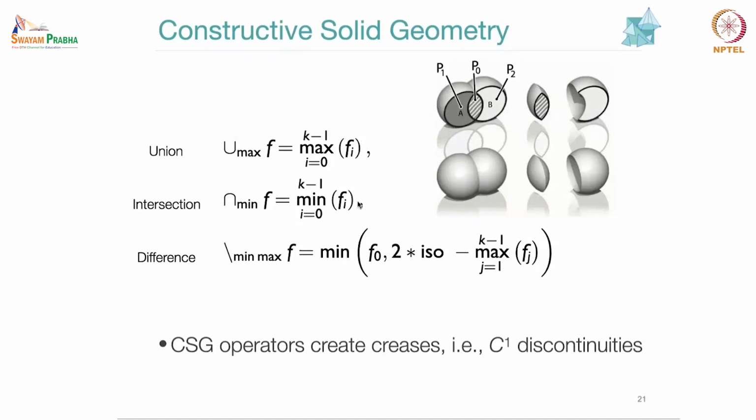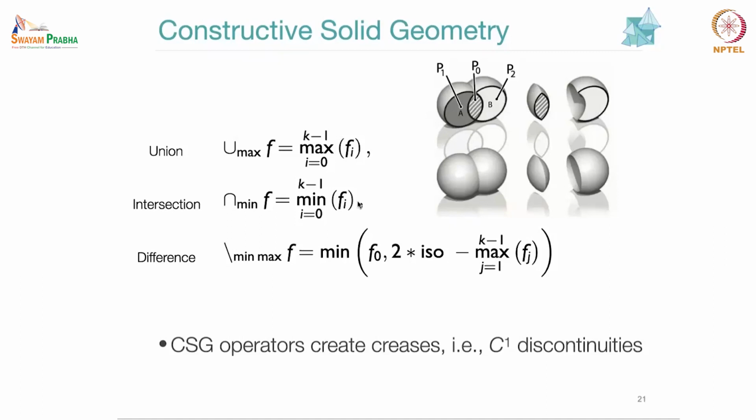The difference is a bit complicated. The difference is defined in terms of the min-max operator. Because this expression will become more complicated, assume that you have two fields, F0 and F1. What you could do is take a min of F0 and 2 times the ISO value, the ISO value of interest, which in this case is 0.